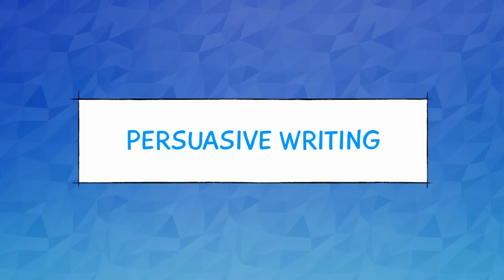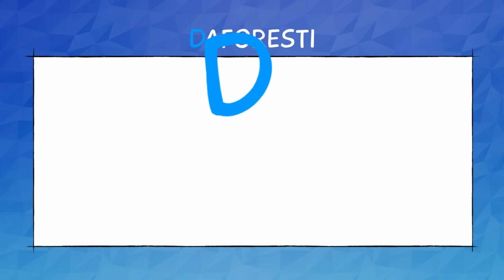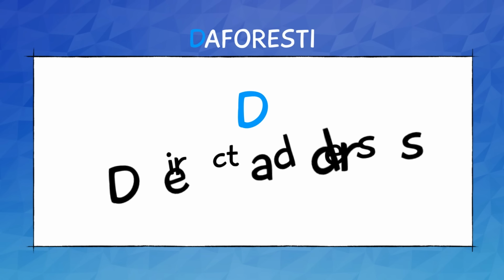The techniques we'll be looking at today are often put into what we call a mnemonic, which is a pattern of letters or ideas that helps us to remember important information. This particular mnemonic has a few slightly different variations, but the one we'll be looking at is the acronym DAFORESTI. The D stands for direct address.